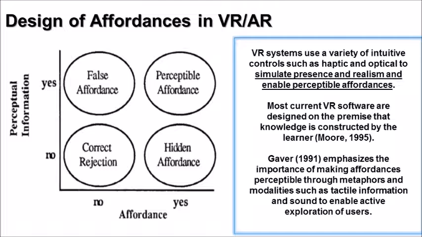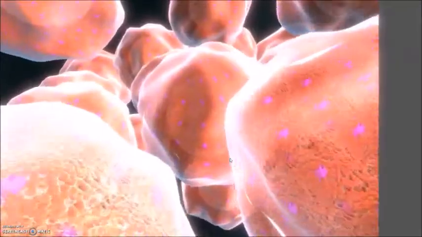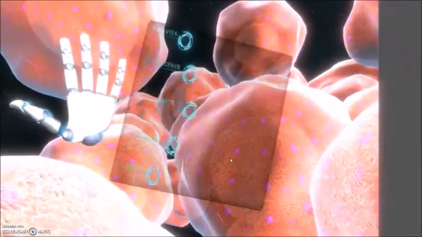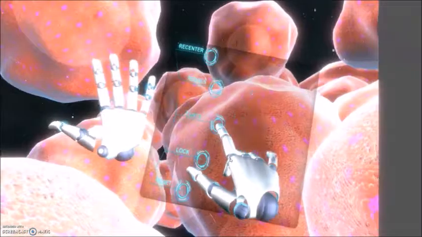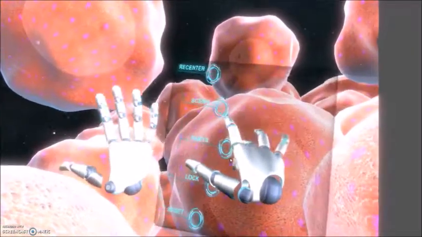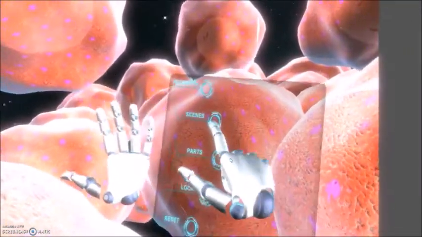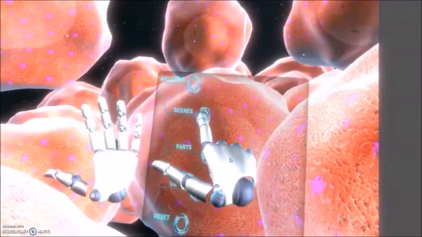Gaver emphasizes the importance of making affordances perceptible through metaphors and intuitive controls. I will now show you the affordances in another software, the virtual cell software, and explain to you how the design of affordances can aid students in their understanding.